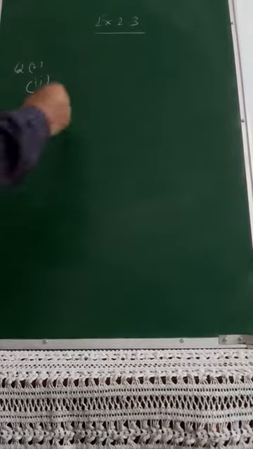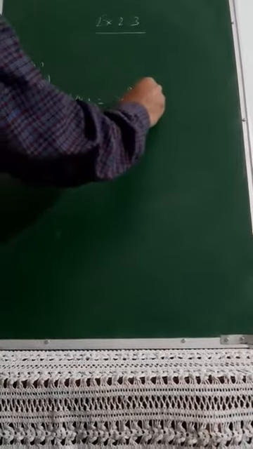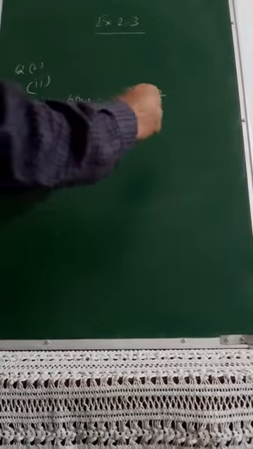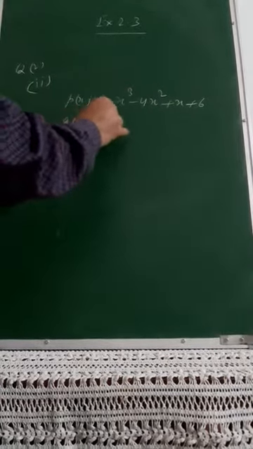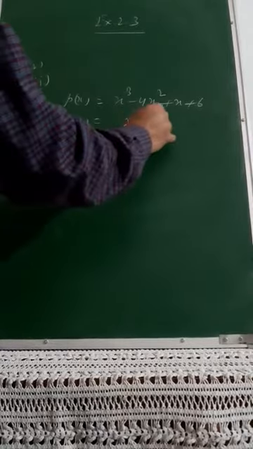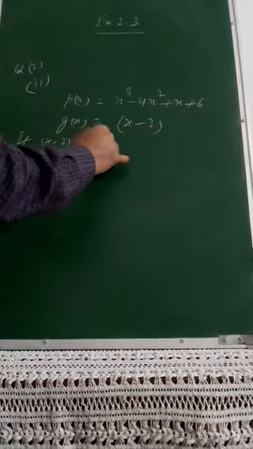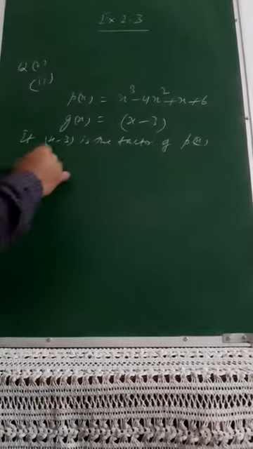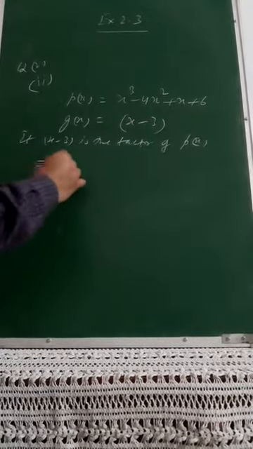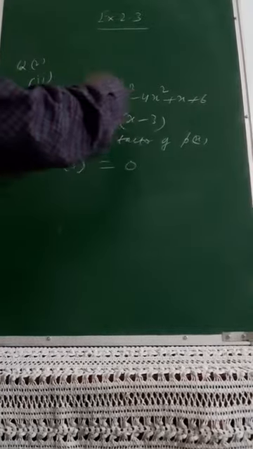What is the P(x) given to you? P(x), the polynomial you have, is x cube minus 4x square plus x plus 6. And what is G(x)? G(x) is x minus 3. So if x minus 3 is the factor of P(x), this implies x minus a means P(a). So P(3) should be equal to 0. If P(3) comes equal to 0, then I can say G(x) is the factor.